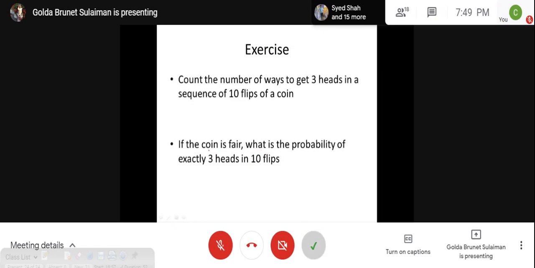If the coin is fair, what is the probability of exactly 3 heads in 10 flips? This is straightforward. If you are able to compute this, this should be fairly simple, right? If the coin is fair, that means all the sequences of outputs are equally likely. So how many different sequences do we have in 10 flips with a length of 3?